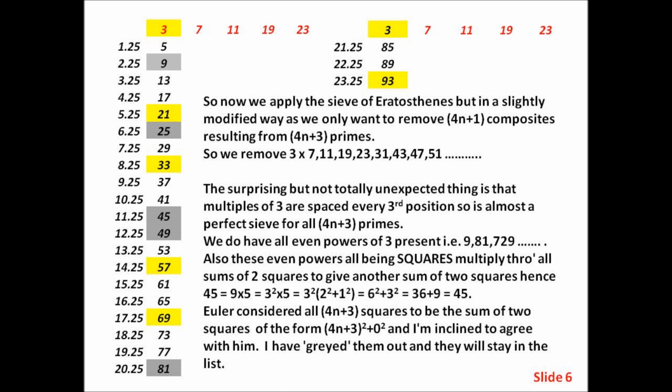Euler considered all 4n plus 3 squares to be the sum of two squares, of the form 4n plus 3 squared plus 0 squared, and I'm inclined to agree with him. I have graded them out, and they will stay in the list.